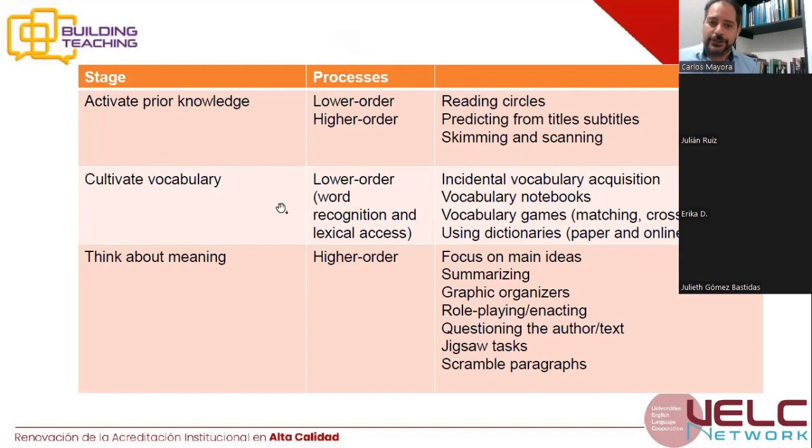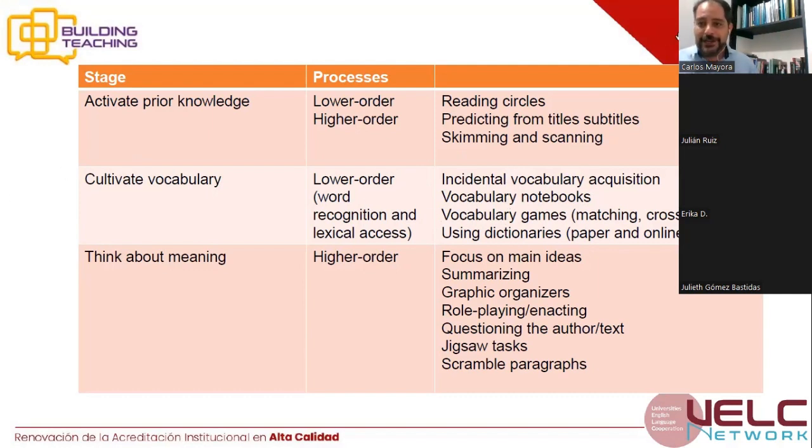Well, by cultivating vocabulary, you develop lower order processes, especially word recognition and lexical access. So you can promote incidental vocabulary acquisition, help students learn more words. How? Precisely by reading. So reading is the goal and the means at the same time. But you can also teach students to keep vocabulary notebooks. And nowadays there are apps online for keeping this kind of vocabulary notebooks, but students can do it on paper, or they can use Google Docs, basically to record every new word that they find, add the meaning, add a picture, etc.